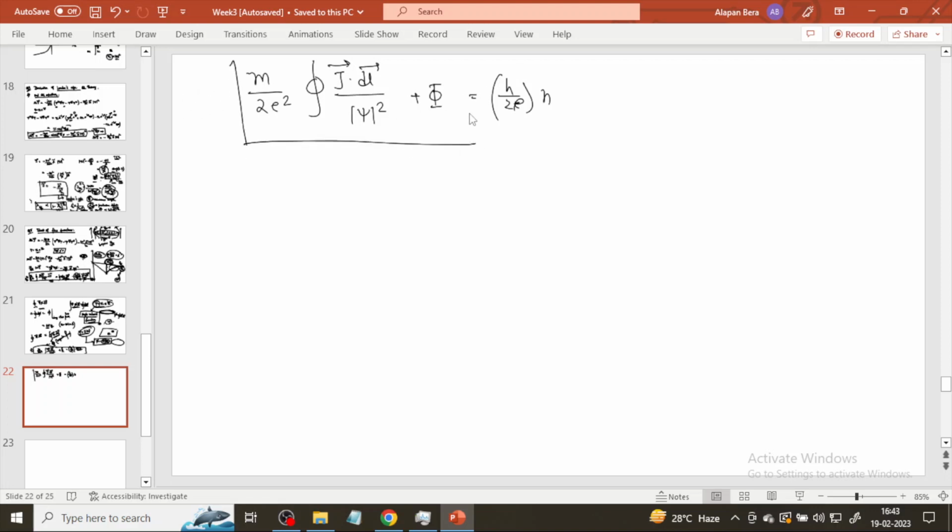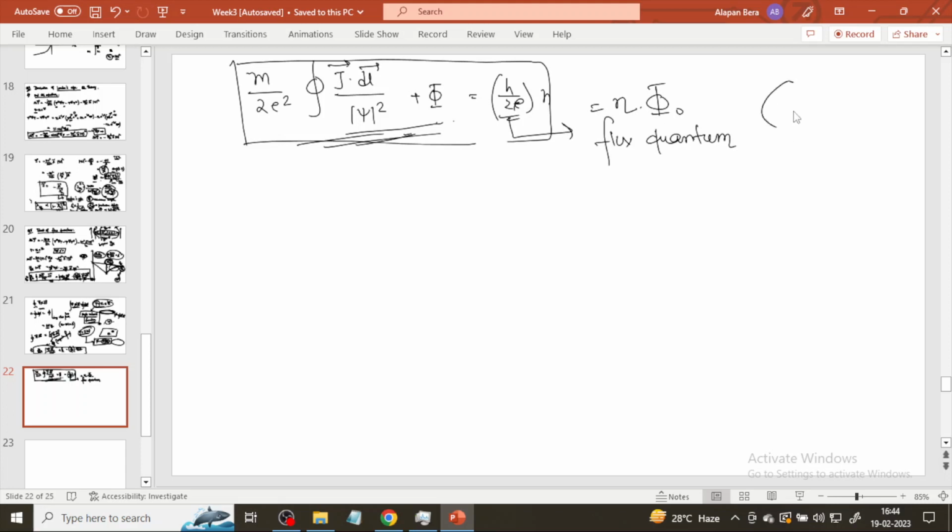So this is our final equation that we have in our hand. So now we can show this term. This is called the flux quantum. So we can see from here that the total magnetic flux that can pass through the sample is some constant n times the flux quantum phi naught, where phi naught is given by h by 2e. Okay, so this is our final equation.